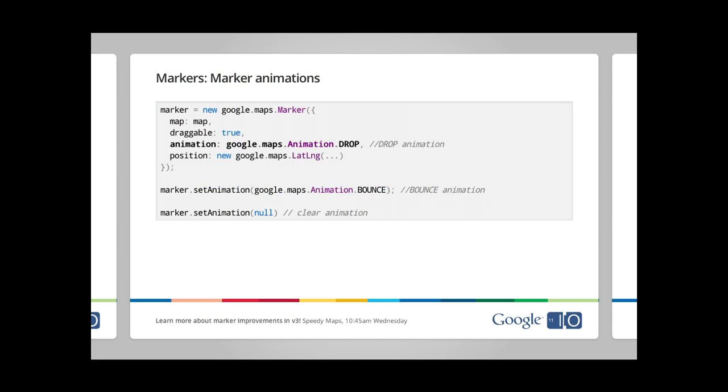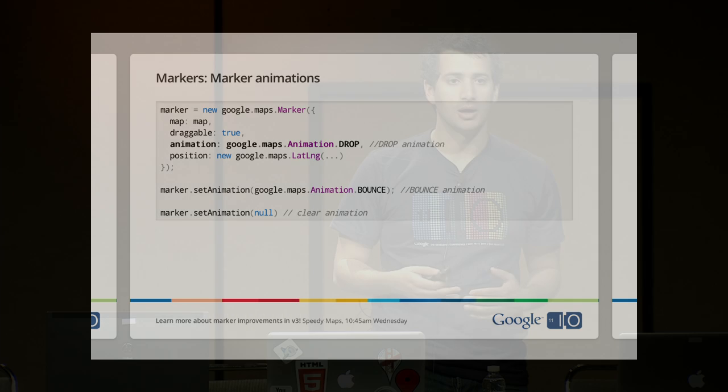When I create a marker, if I want to animate it during creation of the marker, I just pass in the animation option here, and I set the animation that I want. In this case, drop. The other animation we support is bounce. If I've already created a marker and I want to set an animation, I just call setAnimation on the marker, and I pass in the animation that I want. And then if I want to clear the animation, just call setAnimation, pass in null.